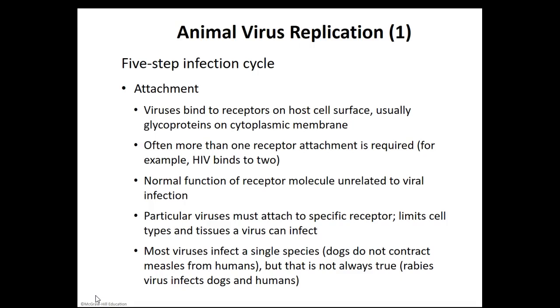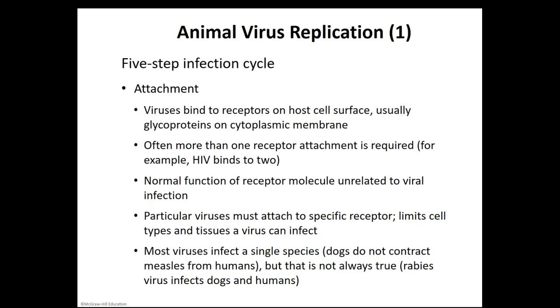As you can see down here, for instance, most viruses, like the measles, which can infect humans, would not go and infect a dog. The reason is that the receptors, the glycoproteins on the cell surface of a dog, are not going to be the same as those found on a human.